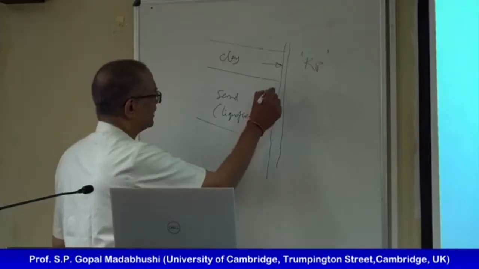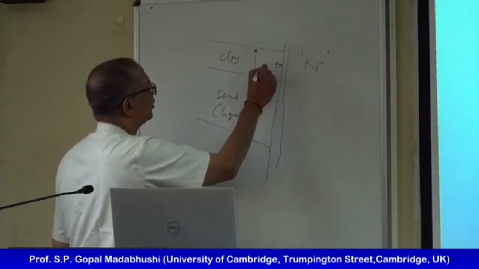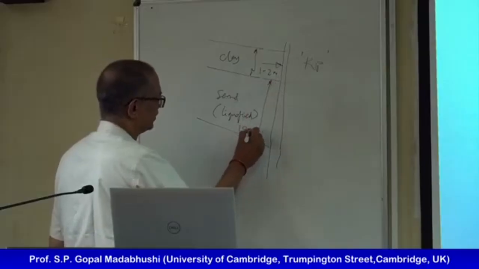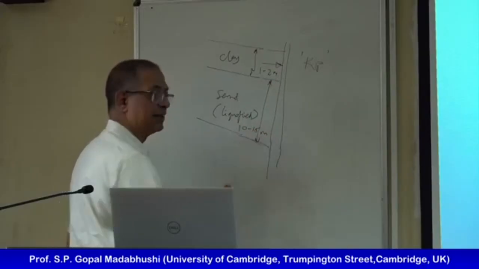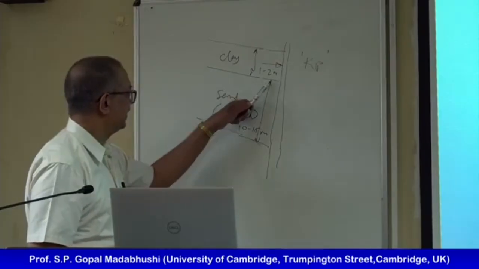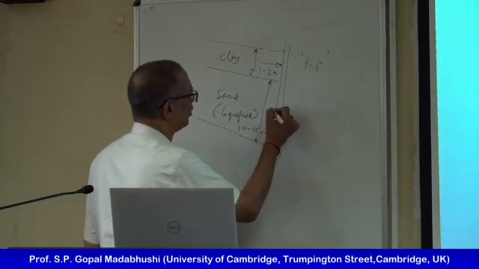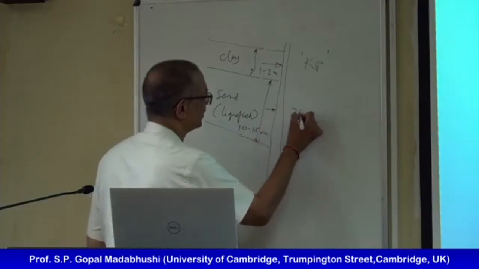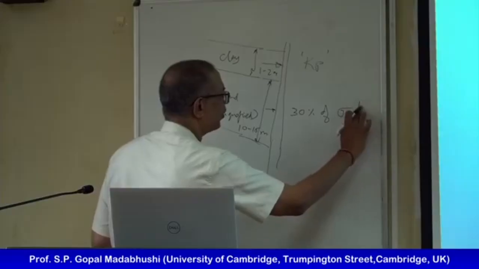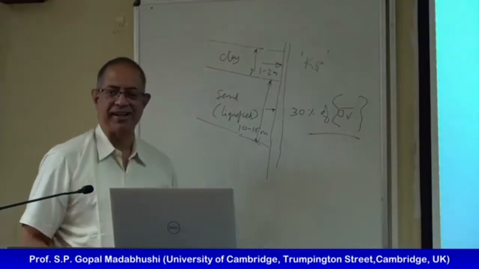For all this, typically this is 1 to 2 meters, and these are 10 to 15 meters, especially in Japan, right? So they're saying take 30% of the overburden stress, of sigma V, not dashed, and apply that as the lateral pressure.